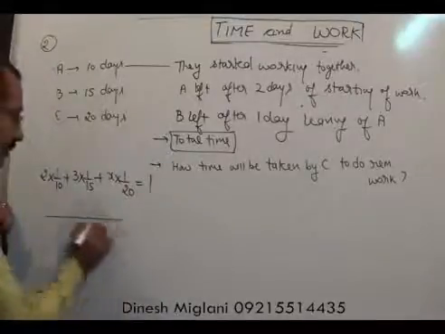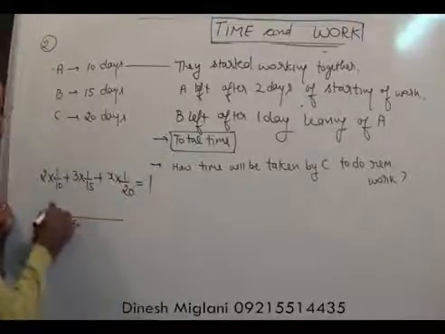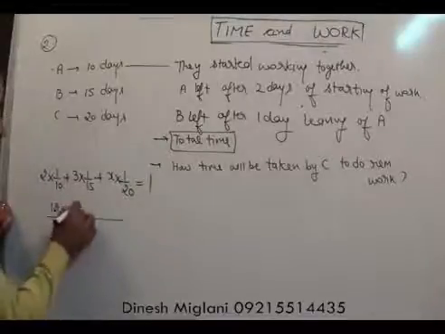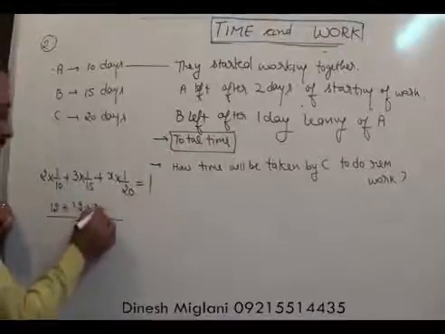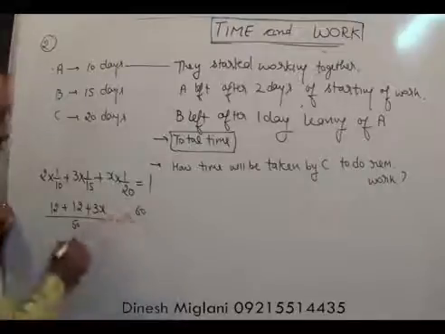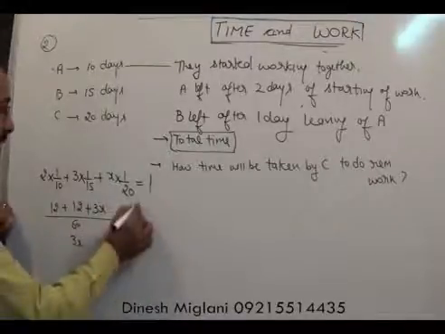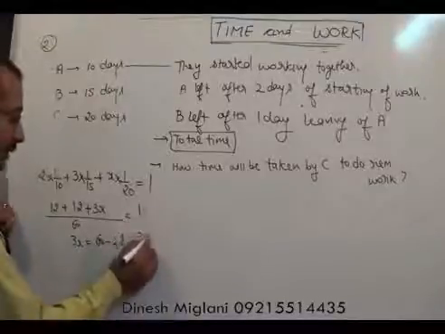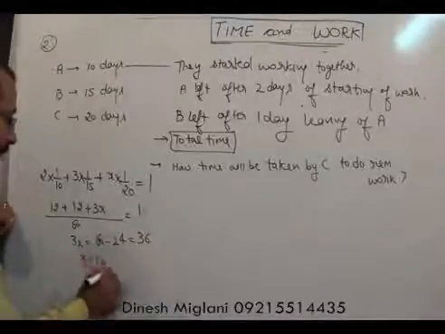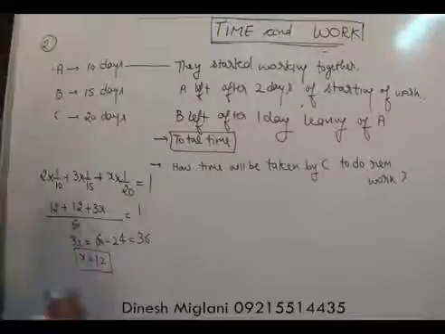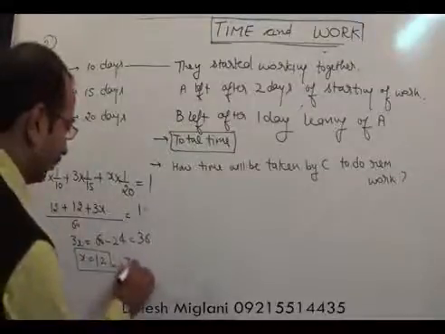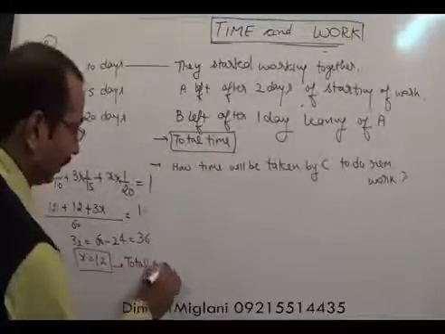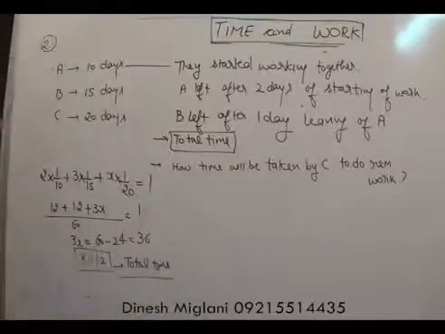I can take my LCM to be 60: 2/10 gives 12, plus 3/15 gives 12, plus 3x equal to 60. So 3x equals 60 minus 24, that is equal to 36. x equals 12. So the answer to our question is that the total time taken by them to do the work is equal to 12 days. That's our answer.